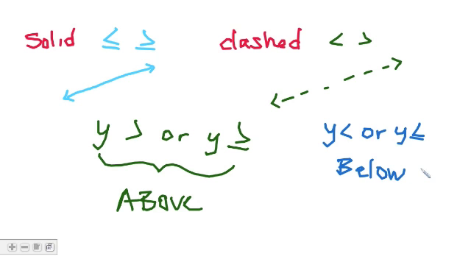Okay, so let's just go over this again. If you have a greater than or equal to or less than or equal to, your line will be solid. If you do not have an equal to, then your line is dashed when you graph it. Now, if the statement shows that the variable is greater than in any way, then the shading goes above. If the variable is less in any way, then the shading will go below.